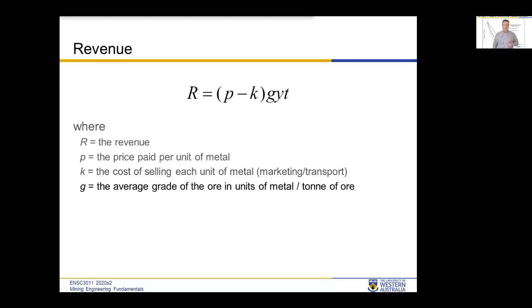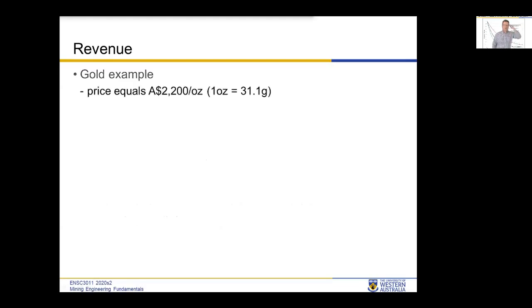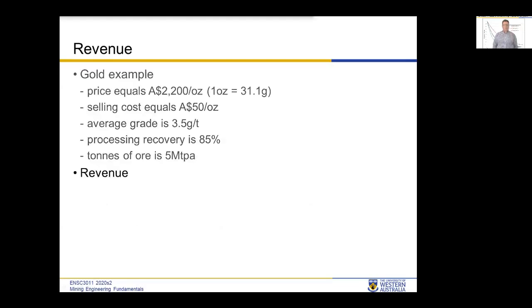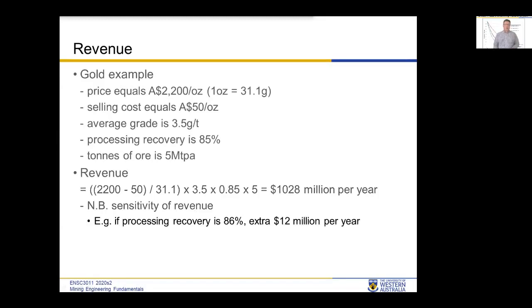The average grade of the ore, the fraction, the metallurgical recovery, and the tonnes of ore. It's a trivial example here. It's important to note, of course, it's fairly sensitive to the average grade. So if the average grade goes from 3.5 up 10%, the revenue will go up 10%. Similarly, if you can get the processing recovery from 85 to 86%, you actually get an extra $12 million per year. So that's pretty large numbers.